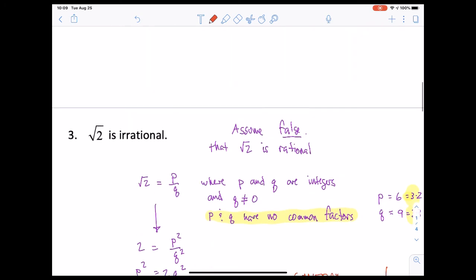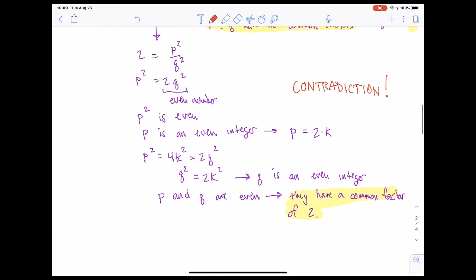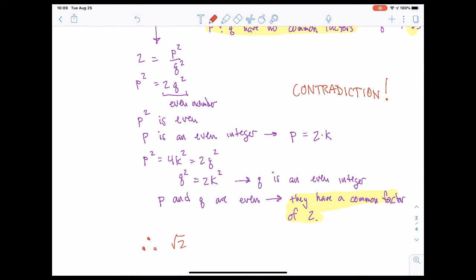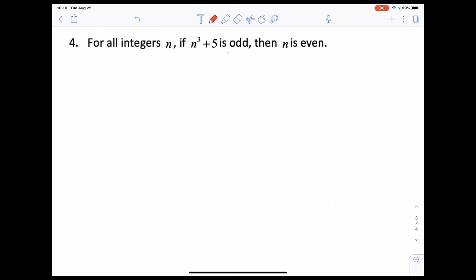So this statement up here where we said it's assumed that the square root of 2 is rational is not true. Therefore, the square root of 2 is not rational. And that means that the square root of 2, therefore, is irrational. We've proven the statement. All right, one more example to do. This is going along with our theme of even numbers.